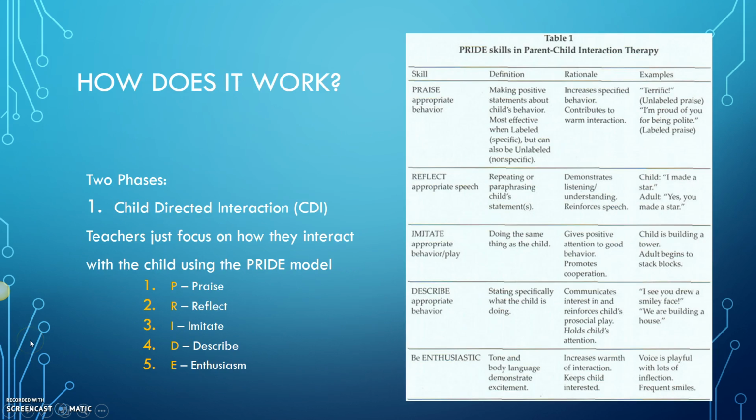How does TCIT work? There's two phases to TCIT. The first is child-directed interaction. This is where the teachers just focus on how they interact with the child using the PRIDE model. We use this at our school, so I'm very familiar with the PRIDE model.